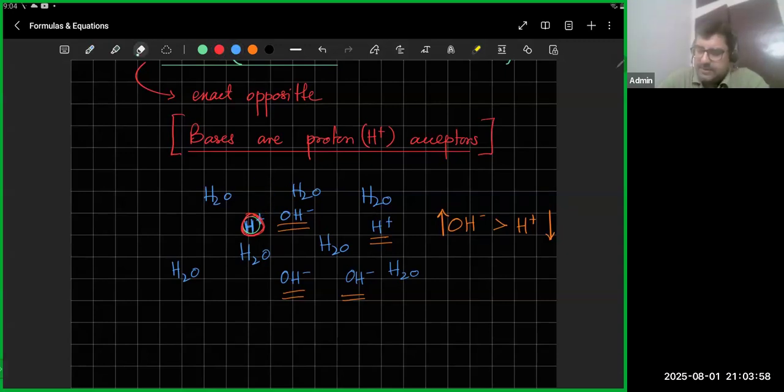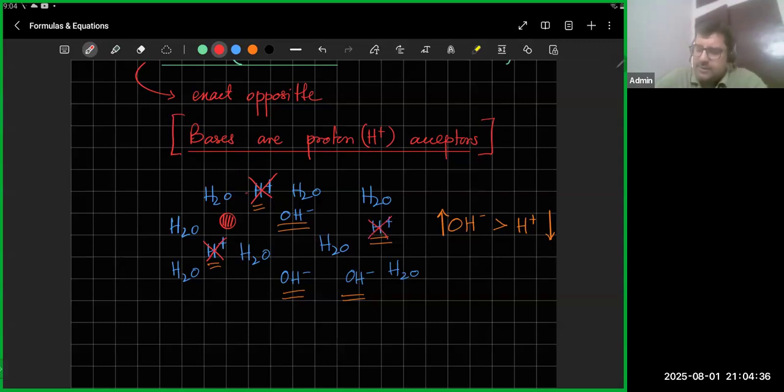So if you have water, like lots of water molecules, so the water molecule has H plus ions and OH ions, right? Water ionizes. At the moment, it's an equal amount. If I add a base to it, let's say this particle is a base, the base will start removing these H plus ions.